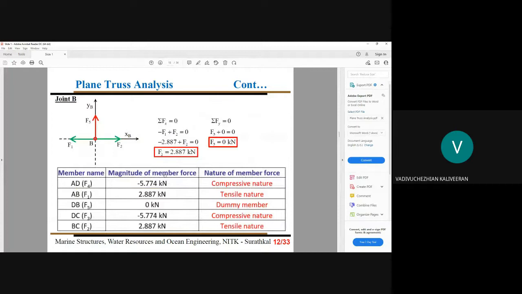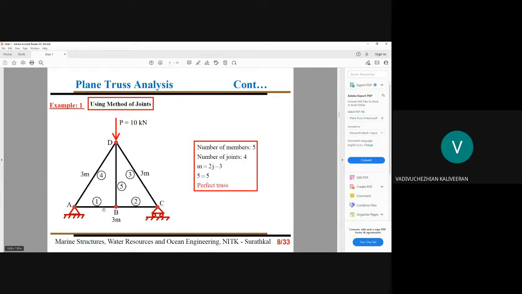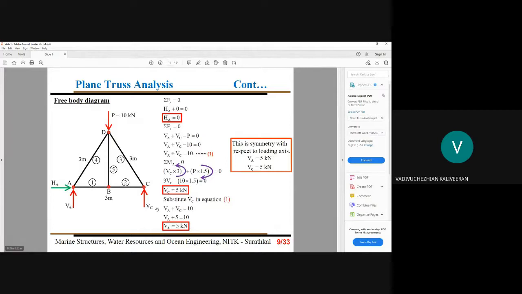I want to convey one important message in this problem. After seeing our support reactions, there is no HA. We have only VA and VC. So after removing the HA part, we have VA equal to 5 kilonewton and VC equal to 5 kilonewton. Now you have to remember this important point: you need not proceed with the other steps. Calculation of this part is not needed, and calculation of this part is also not needed. Why? It is symmetric with respect to the vertical plane.